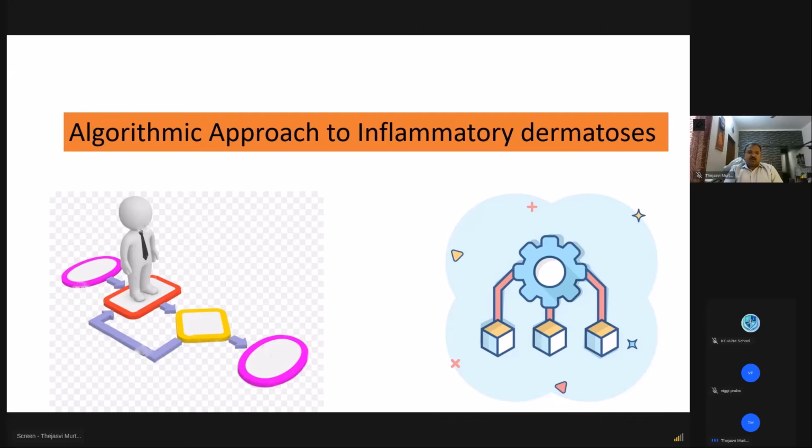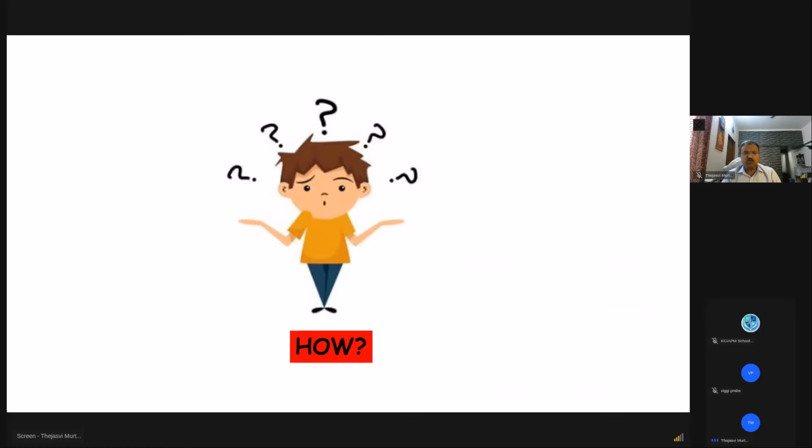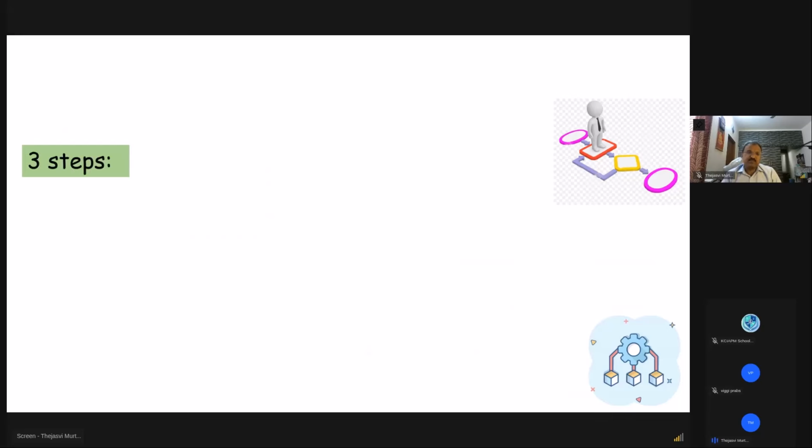Now we have to devise an algorithmic approach to inflammatory dermatosis. We have two things in hand, that is the inflammatory patterns as well as the tissue reaction patterns. So how to go about it? We have two things, and we devise an algorithm where we can diagnose or narrow down our differentials. So this involves three very simple steps.